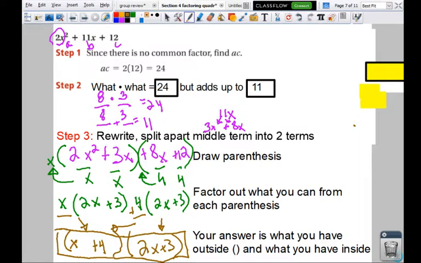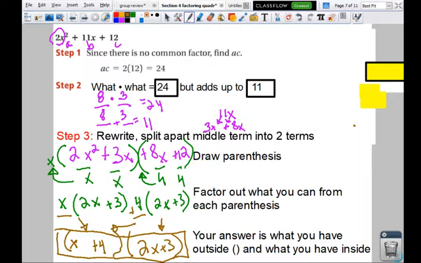So wait. Can we just skip step 2? Technically we could just split the 11. If you can do it in your head, yes. You don't have to show step 2. If you can say, oh, that's 24, what times what is 24 and adds up to 11, that's fine. I'm not going to skip it because I want to show all my steps, that's for teaching purposes.